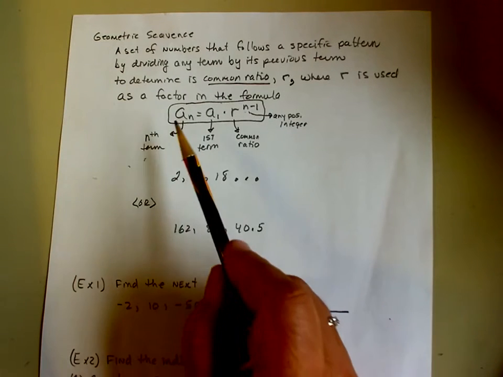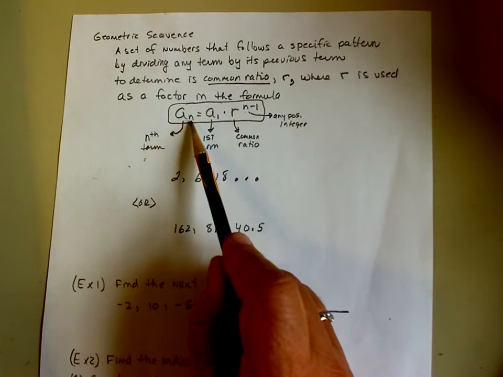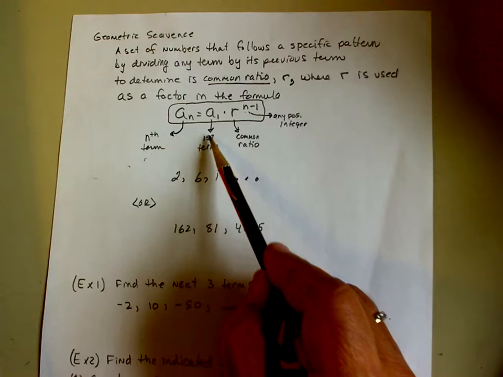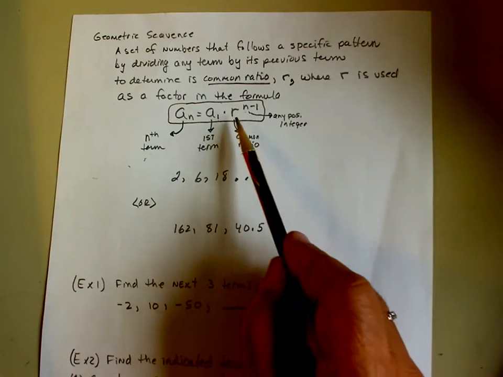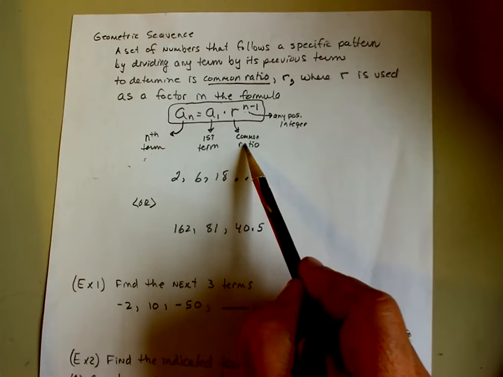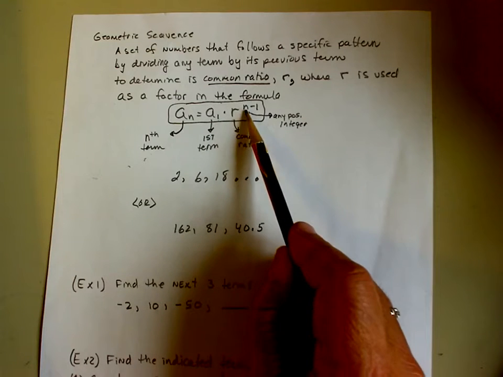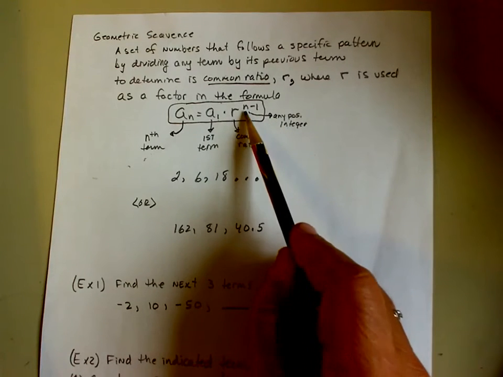If we look at the formula, a sub n is the nth term. a sub 1 is the first term in the sequence. r is the common ratio, the factor that we will multiply by, and n is any positive integer.